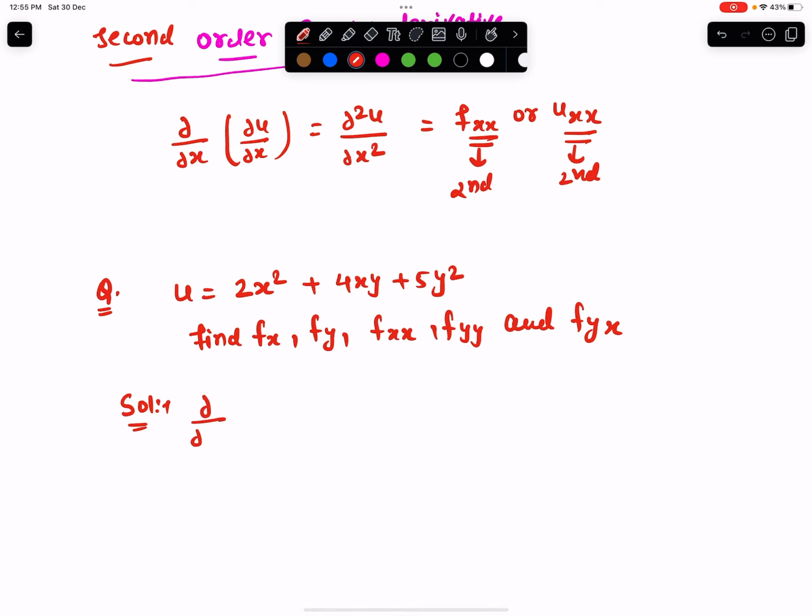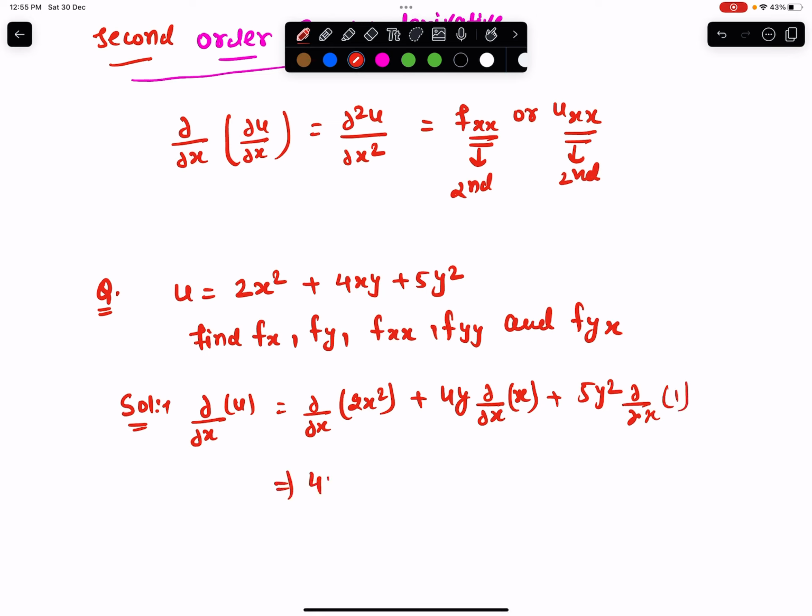So ∂u/∂x equals ∂/∂x of 2x², plus 4y ∂/∂x of x, plus 5y² ∂/∂x of 1. So this is 4x plus 4y plus 0, that equals 4x + 4y.